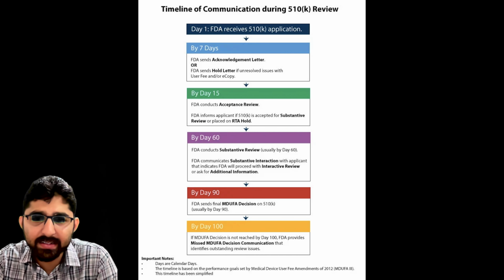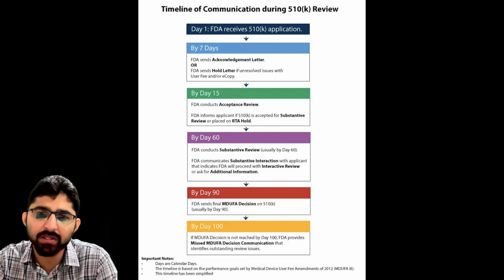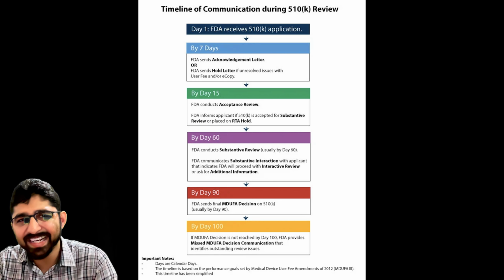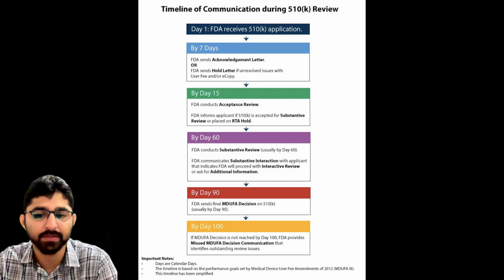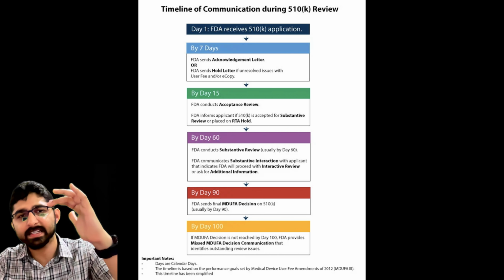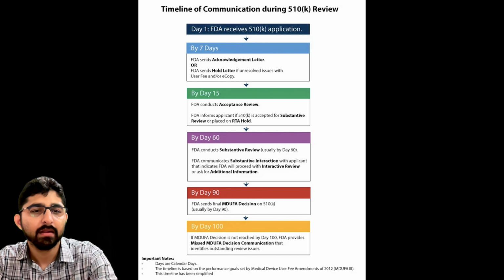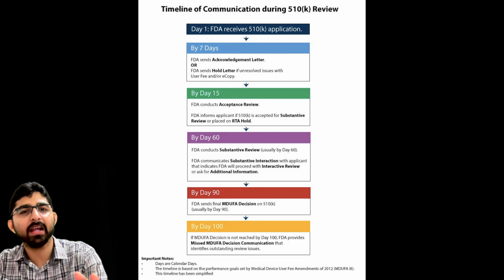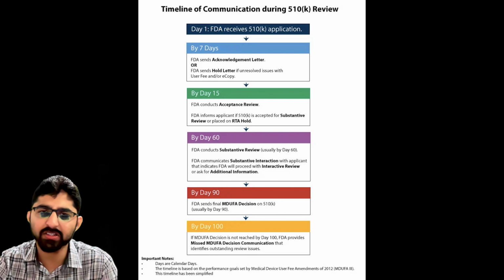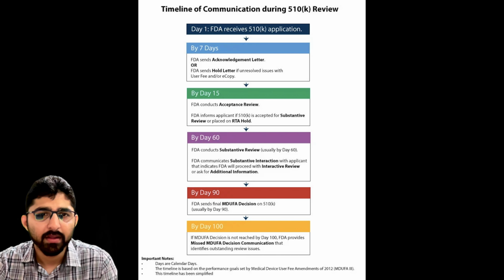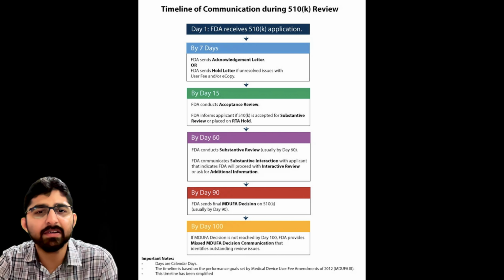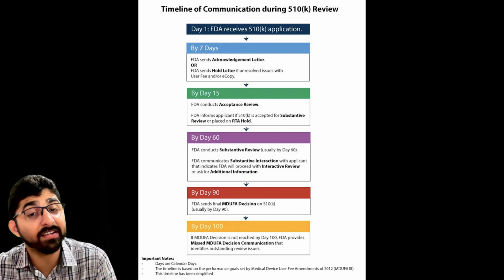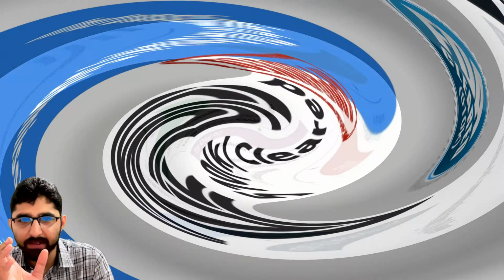By day 60, FDA will conduct the substantive review. FDA will communicate the substantive interaction with the applicant, indicating that FDA will proceed with the interactive review. So we started from day 1, then day 7, then 15, then 60. What happens by day 90? FDA will send the final MDUFA decision on the 510(k), usually by day 90. And if the decision is not reached by day 100, then FDA will provide a communication identifying the outstanding review issues, right? I hope this part was clear.